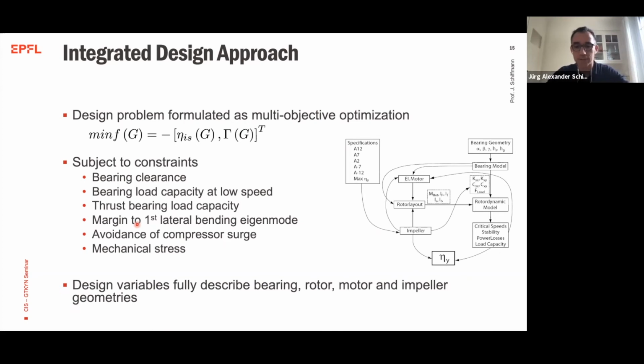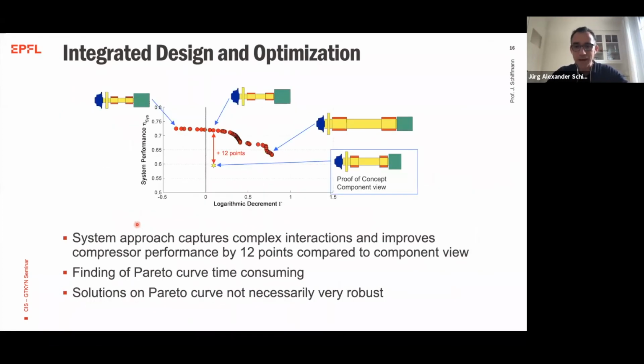Now, after a very long computation on a high performance cluster, the red dots here are basically the Pareto curve, which identifies the ideal trade-off between these two design objectives that we want to achieve. So maximum system performance and maximum rotor dynamic performance. So you would like to have solutions in this upper right corner here.